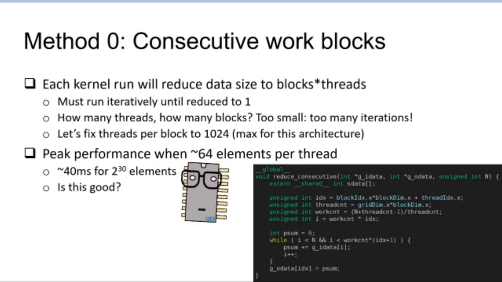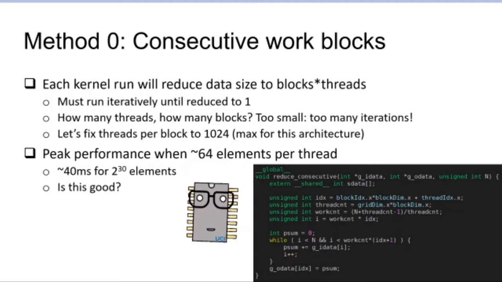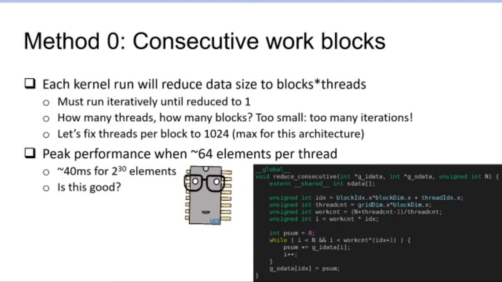But anyways, it took 40 milliseconds, including the kernel invocation overhead, everything, with the kernel that you see on the right here. You can maybe take a deeper look at it when I upload the slides later today. This was to add 2 to the power of 30 elements, which would be approximately 4 gigabytes worth of integer values. And it took 40 milliseconds to add everything together.